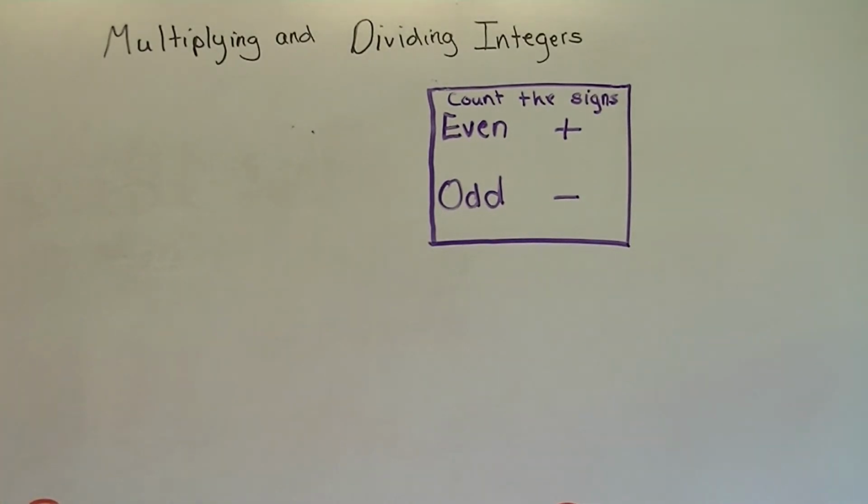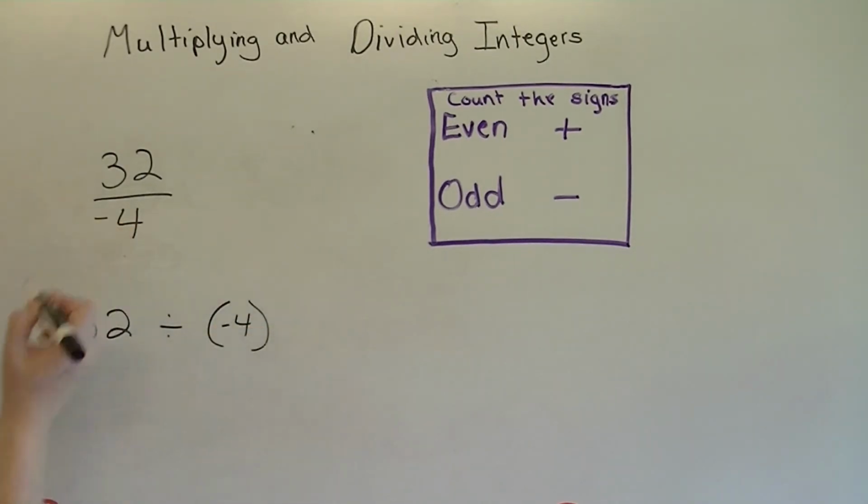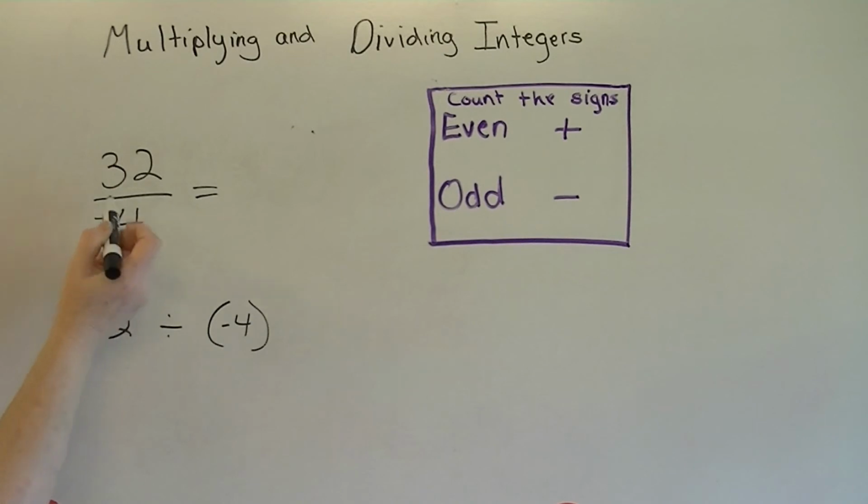Division is also very easy. Let's take a look at a division problem. You could see it written that way, or you could also see it written this way. Let's make that one negative and that one negative. So they're the same problem, just written a different way. This fraction bar is so neat because it means division.